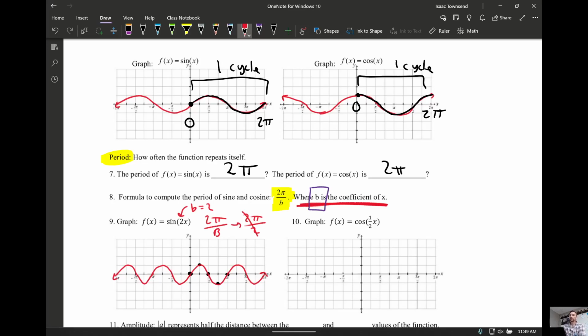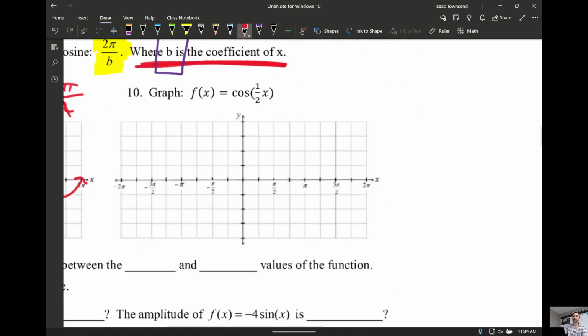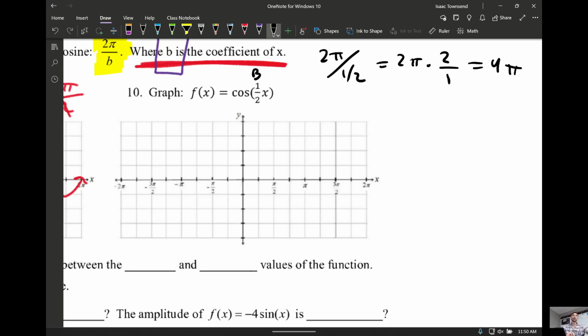Okay, so this pattern for cosine, the down, down, up, and back to where it started, is still going to be the pattern for cosine in question 10, but now b is not 1, so now the period is not 2 pi. We'll actually have to compute it. Do 2 pi divided by b. b is a half. Dividing by half is the same as multiplying by 2. So this one should have a period of 4 pi. That means I should have to look at 4 pi of horizontal space before I see one full cycle of cosine.